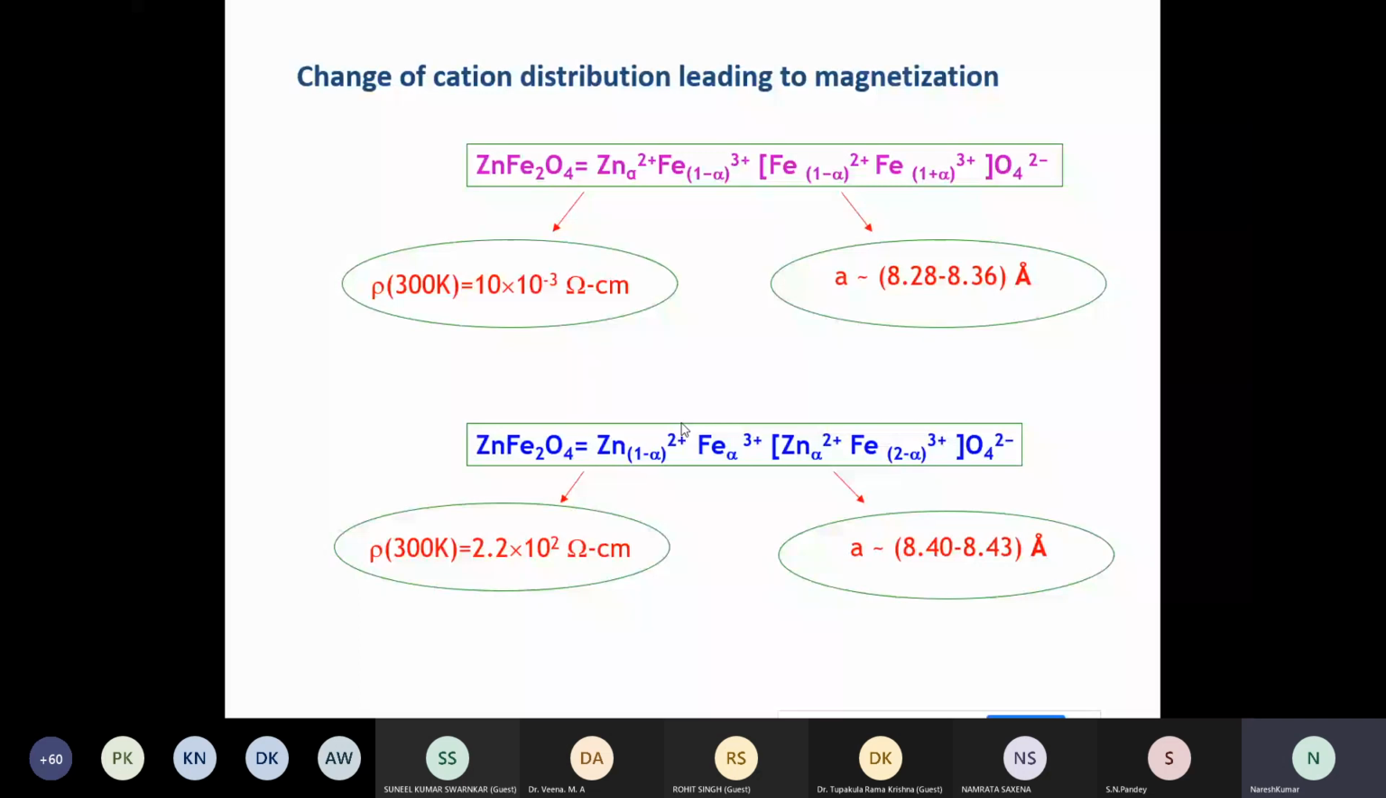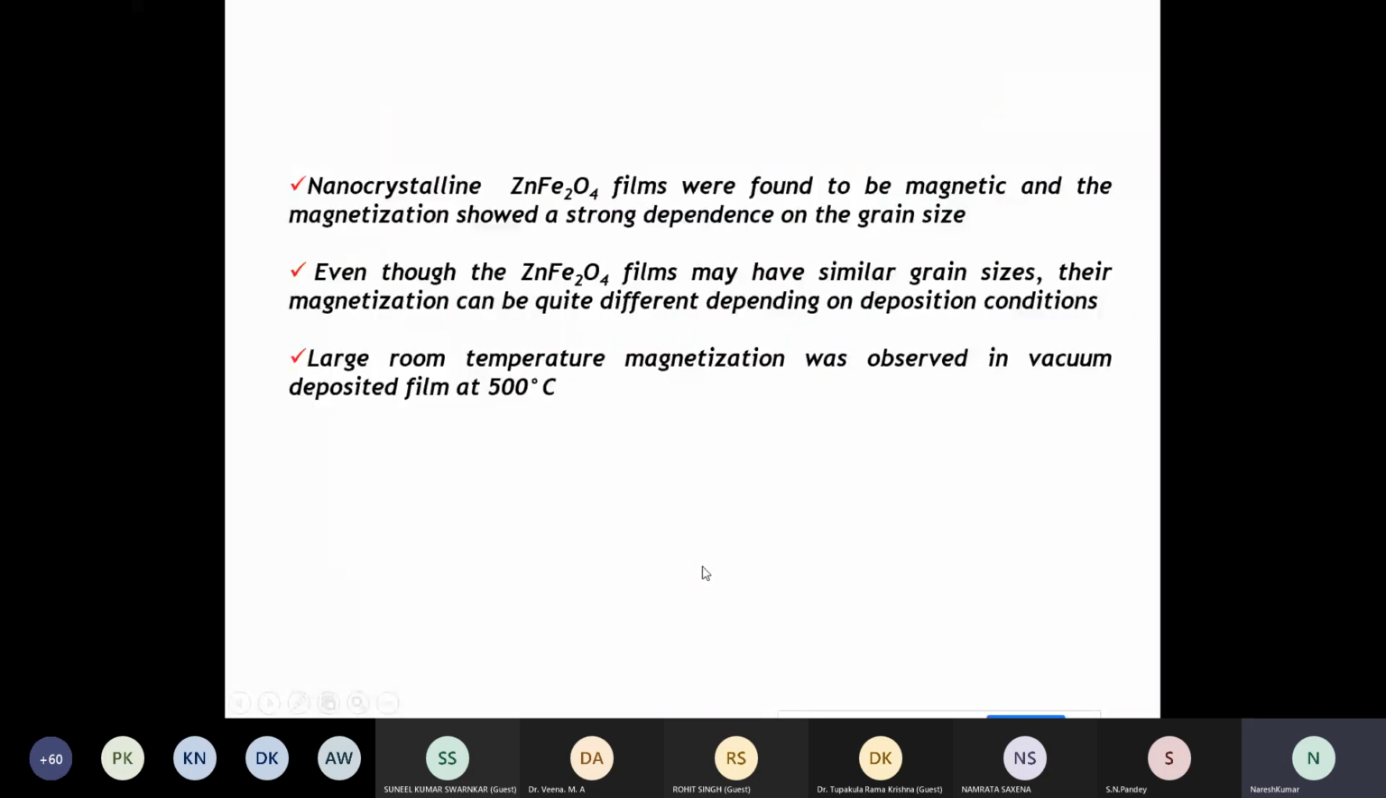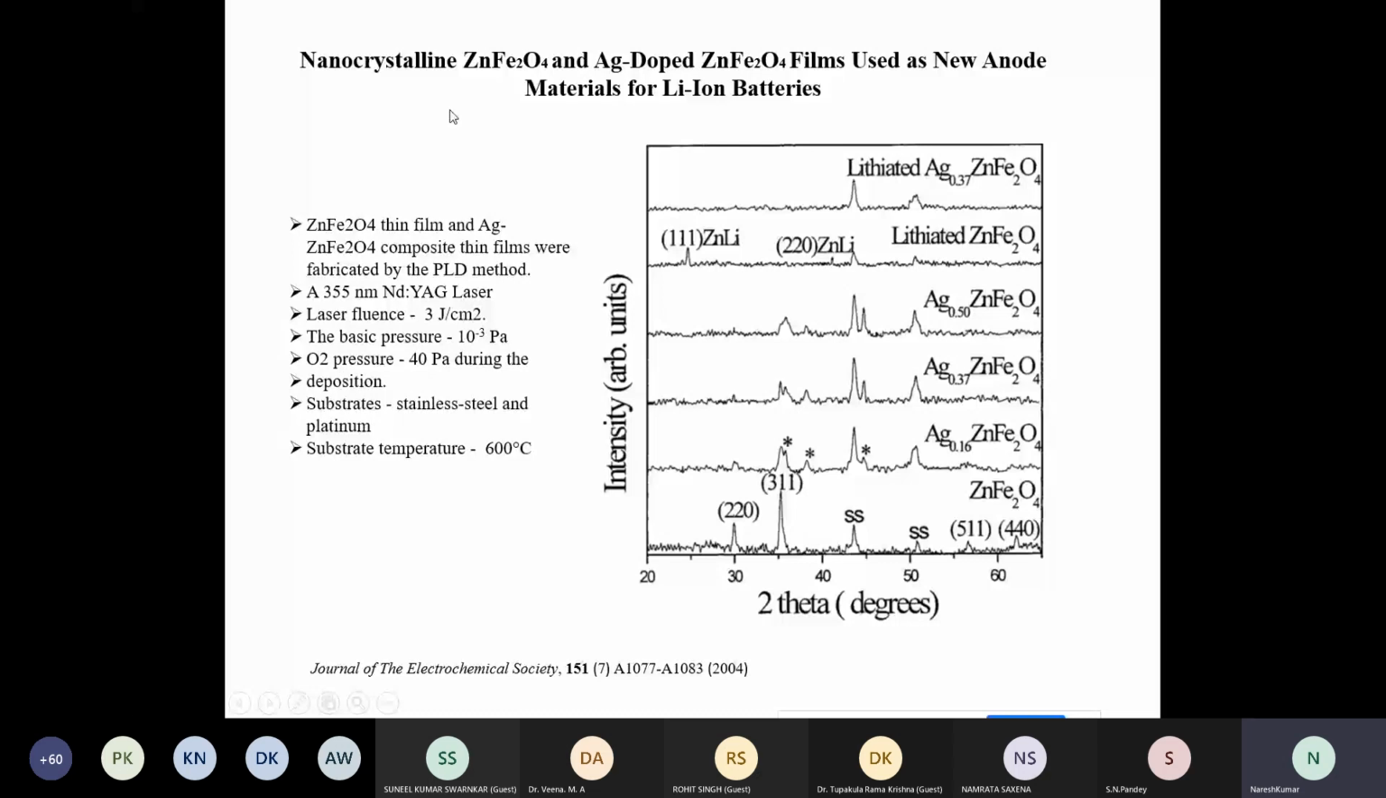Now, one can also look at these zinc ferrite thin films. In fact, silver has been doped. So zinc ferrite has also been recommended as a new anode material for lithium-ion batteries. So now, what had happened? These nanocrystalline zinc ferrite films were prepared with the help of PLD, and they were prepared on substrates like stainless steel.